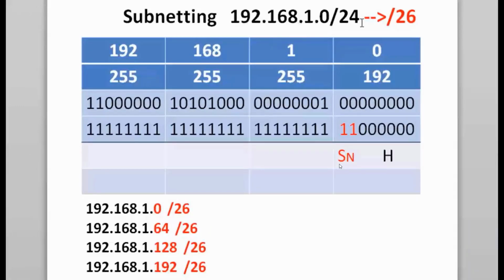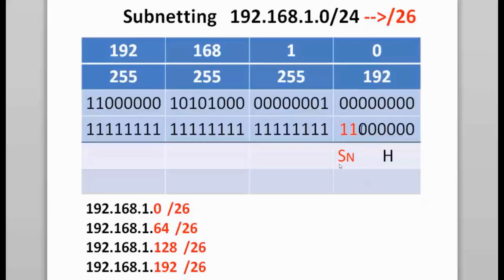If I decide to borrow 2 subnetwork bits from the host portion of the original 192.168.1.0/24 network, I now have /26. I've borrowed 2 bits, so now I have 2 to the 2nd power of subnet bits, so I have effectively 4 subnetworks. The 4 subnetworks are listed here.